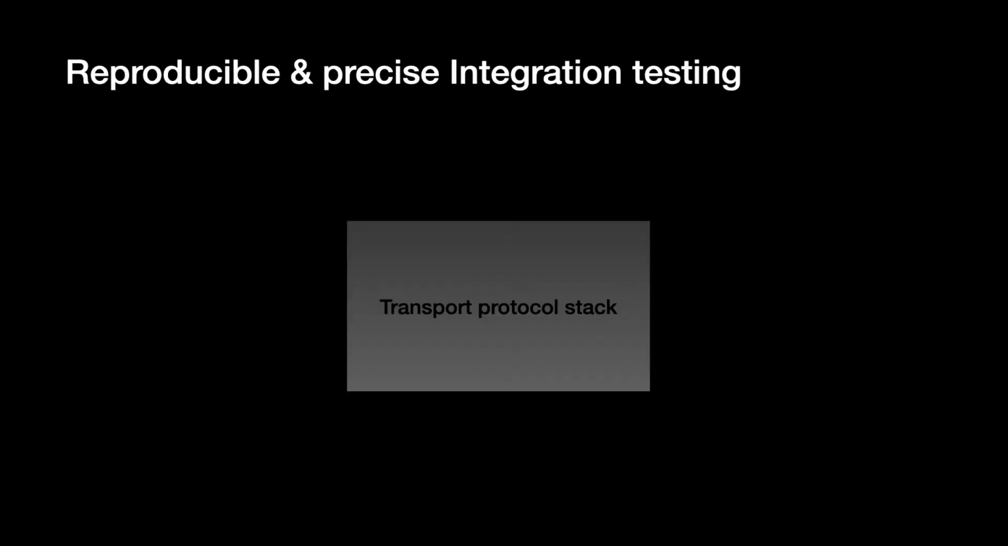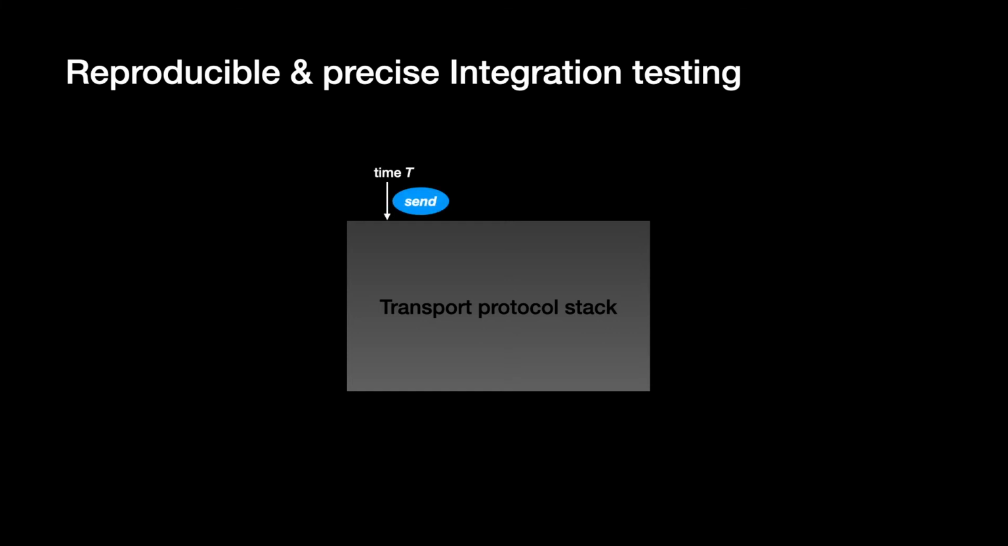Now, I would like to dive deeper into reproducible integration testing, which in simple terms is just black box testing with a set of inputs and expected results as output. I would like to demonstrate it with an example. Imagine you have a transport protocol stack that you want to test. To test the sending logic, let's say you call the send API at time t.